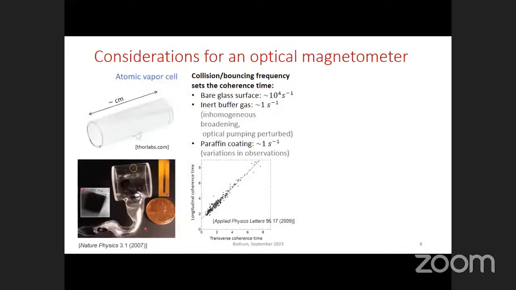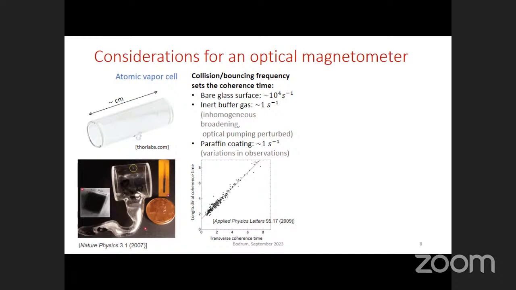So there are several important considerations one should have for an optical magnetometer. As I called it, an atomic vapor cell that is about a centimeter in size. This is a glass cell that has room temperature atomic vapor of alkali metals. The idea is to have the atoms go through the cell while colliding with each other, right? That's what's happening when you have a non-zero temperature for atoms.